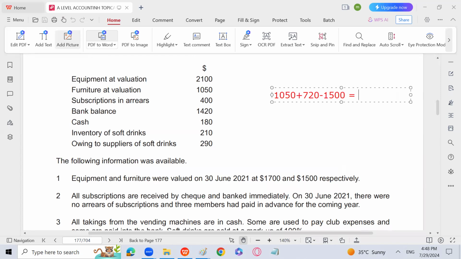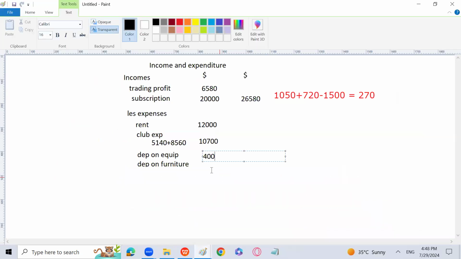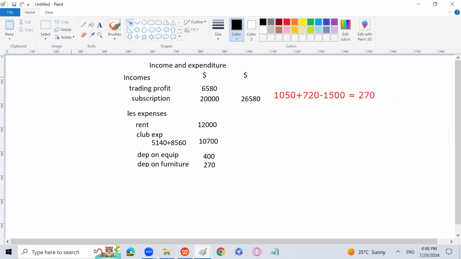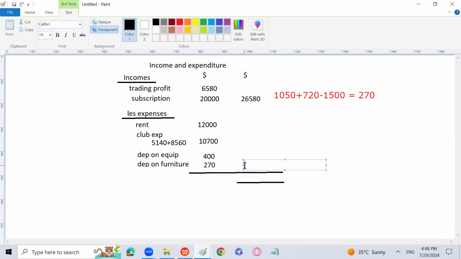What is the amount of depreciation? $270 is going to be the depreciation on furniture. So 270 is going to be the depreciation on furniture. Okay. So here you can find the, now we'll go for the total expenses.